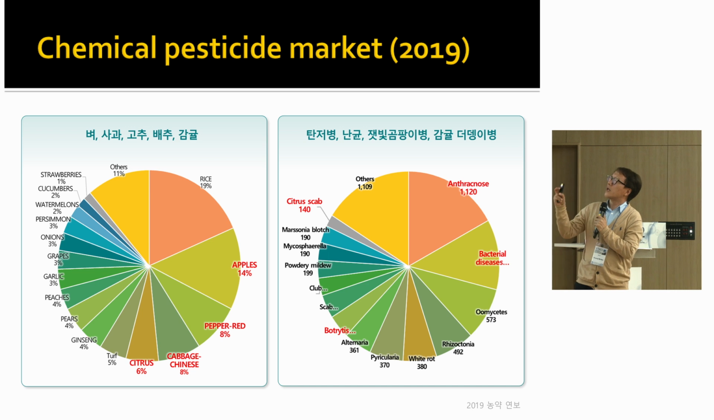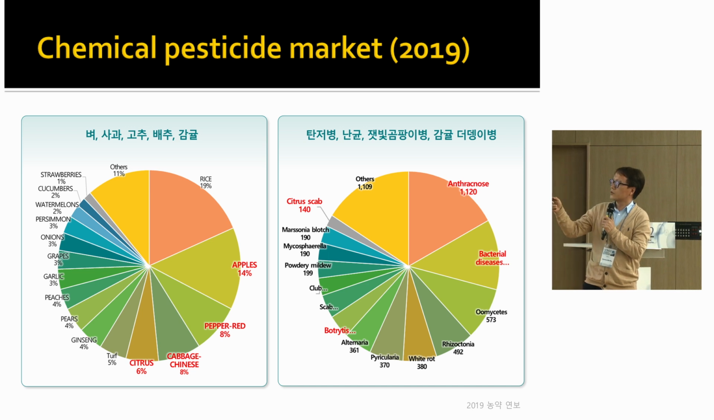In Korea, pesticides are mostly focused on apples, pepper, cabbage, and citrus, because kimchi is a big product for us, and we are working on Chinese cabbage and pepper. And also the target pathogens are anthracnose, bacterial diseases, oomycetes, and Rhizoctonia. I will talk a little bit about the bacterial diseases later.